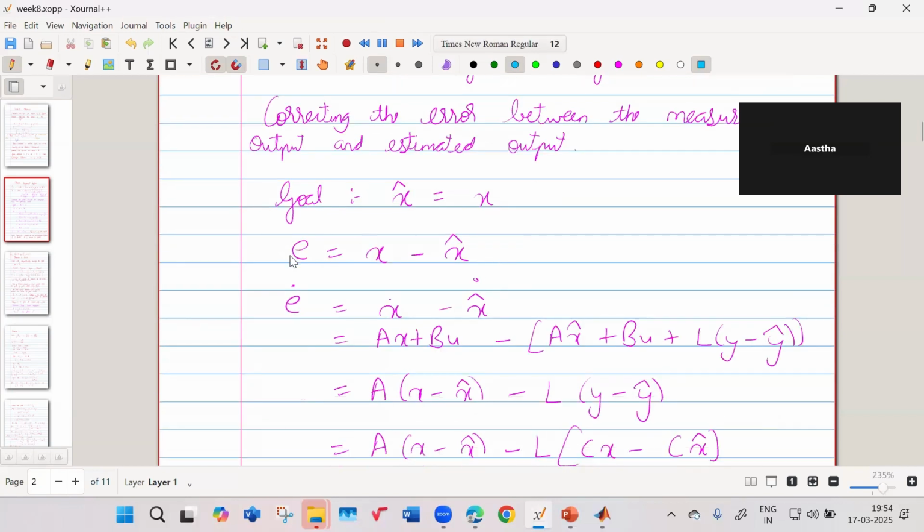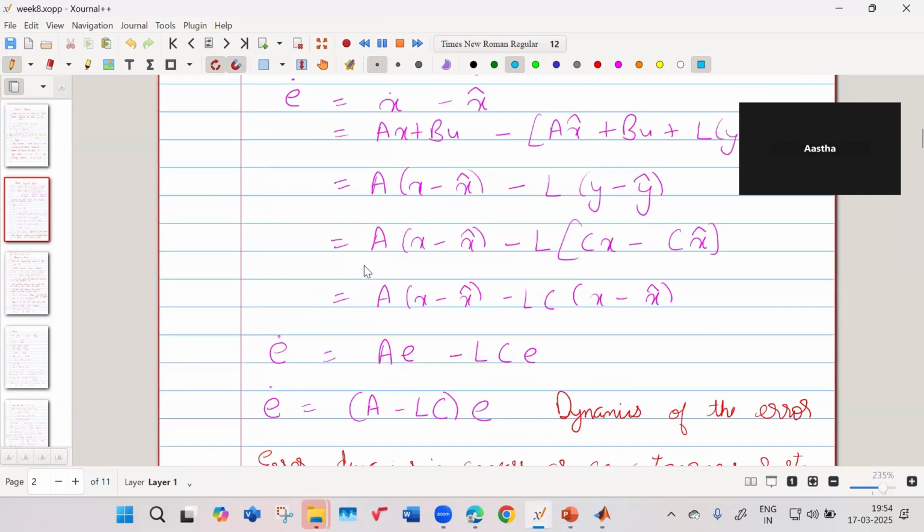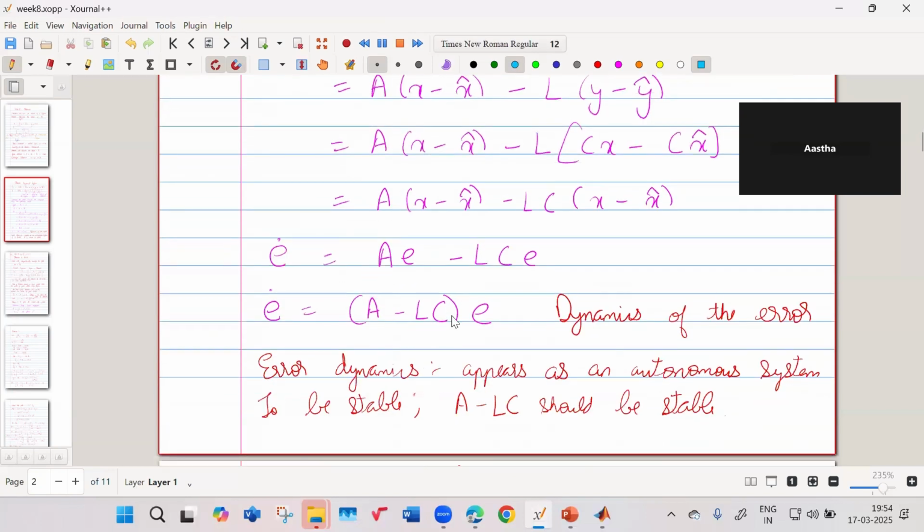So the objective is to minimize this error. And the error dynamics depend on A minus LC. So we have to choose our L in such a way that the matrix A minus LC is stable.